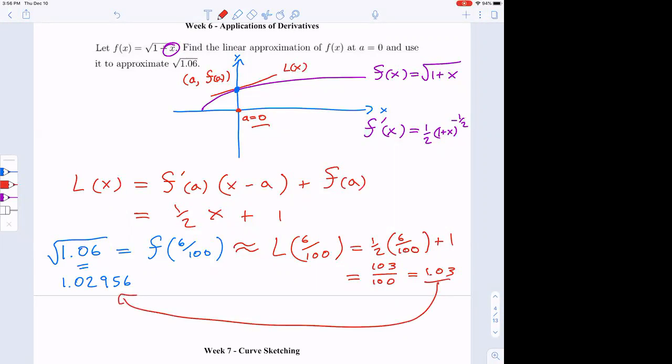We got pretty close to the actual value. Of course, it's just an estimate. That's why I use the squiggly equal sign. It's not an exact amount, but 1.03, by just doing this work, applying our calculus with the linear approximation, got us pretty darn close to the real number of 1.029, pretty close to 1.03.